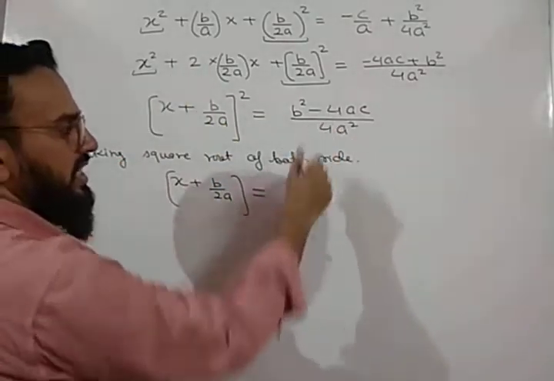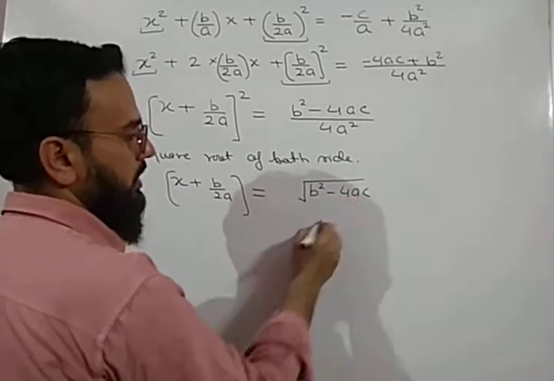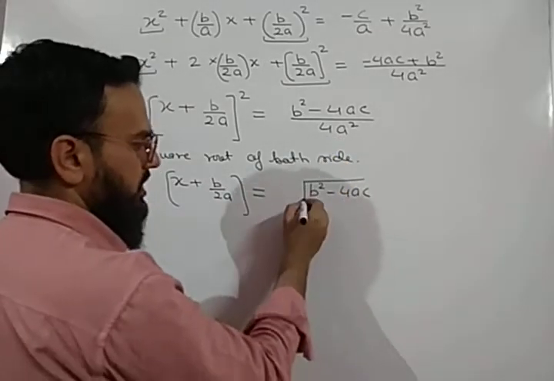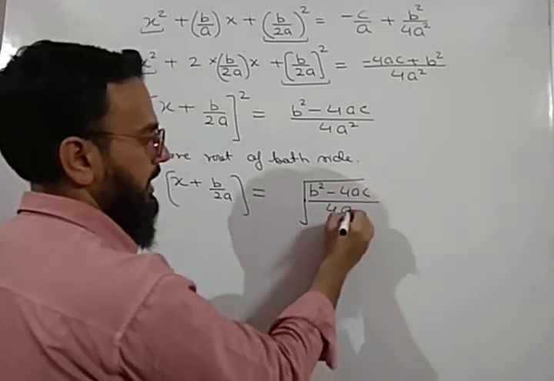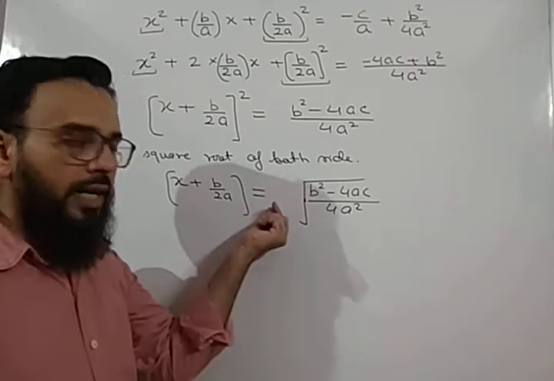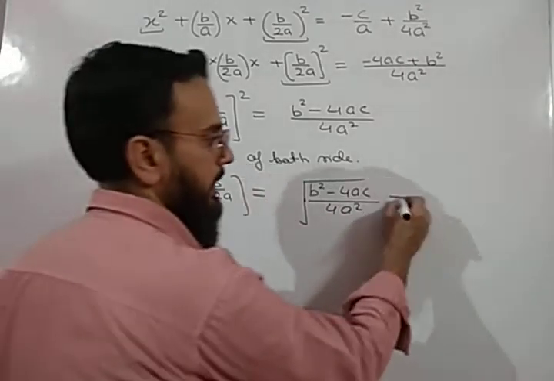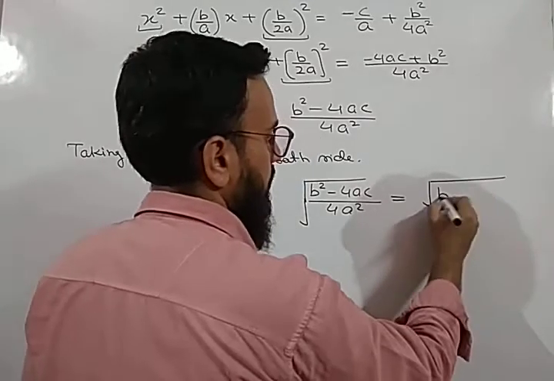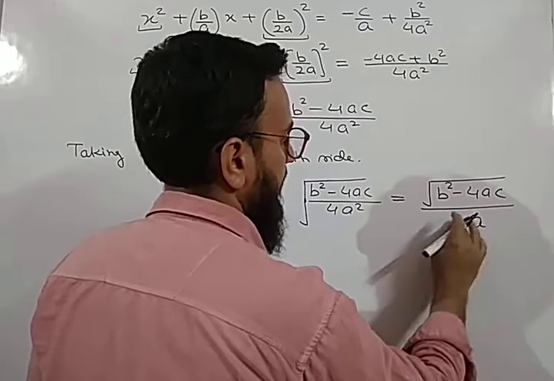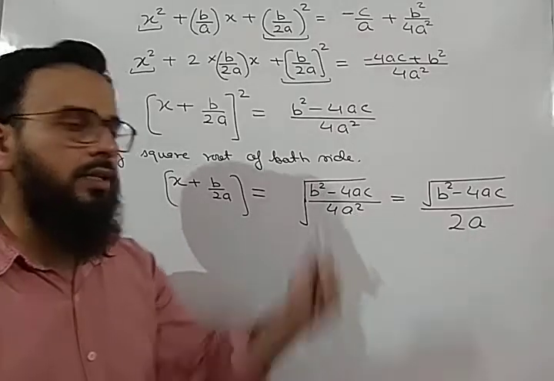It will be equal to the square root of b square minus 4ac, and when we take the square root of 4a square, first I am writing it in the whole square root: it is 4a square. From this 4a square in the denominator, we can take 2 outside the square root, and a square is there, so outside it will be a. So it can be written as under root of b square minus 4ac whole upon 2a. The square root of 4 is 2 and the square root of a square is a.